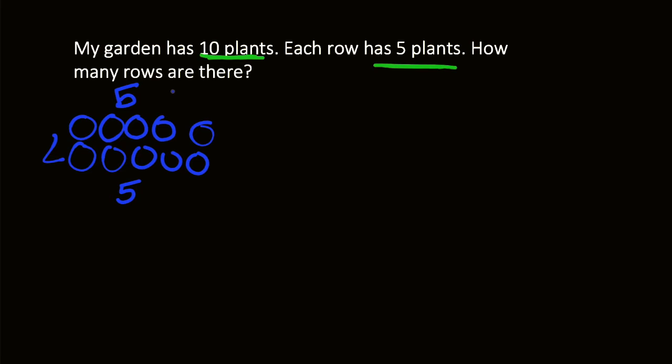But our question here is we need to write a number sentence here too. So since there's 10 plants, and each row has 5 plants, we can do 10 divided by 5, which we already figured out is equal to 2, like we showed right here. 10 divided by 5 is equal to 2.